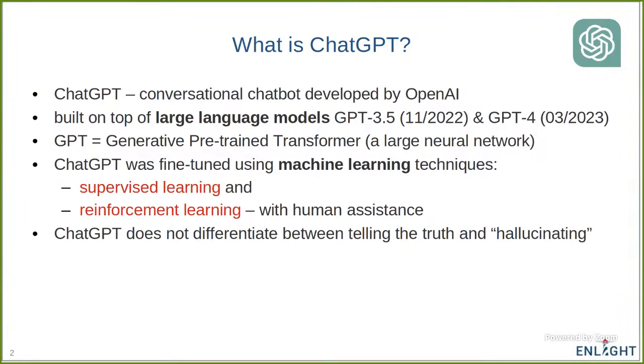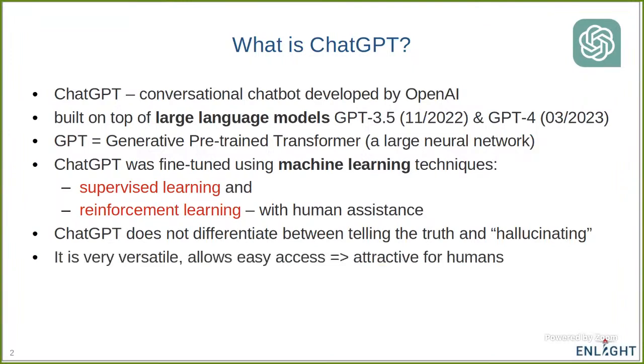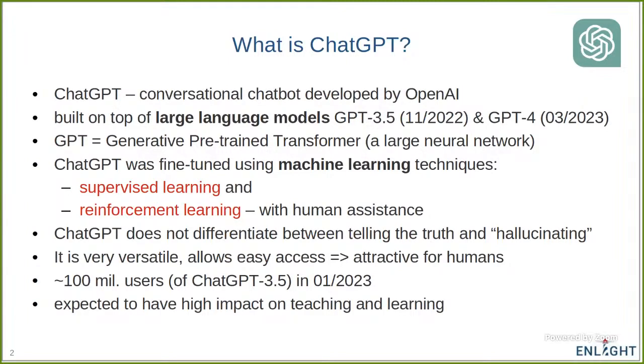The interesting thing is that due to its properties, ChatGPT does not differentiate between telling the truth and hallucinating, since it can generate text that may have nothing to do with reality. As such, it's a very versatile tool, allows easy access, and it's hence very attractive for humans who find it useful for various purposes. The statistics speak for themselves: 100 million users early this year. So we can expect that it will have a very high impact on teaching and learning, but that's not what I'm going to talk about.